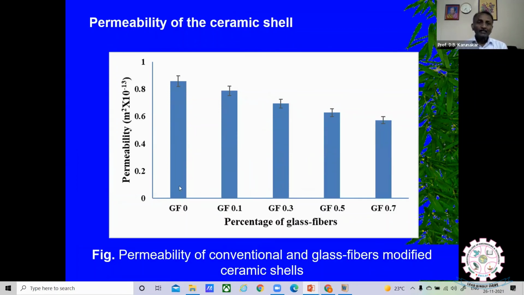Okay, you see there are totally 5 experiments. In the first experiment, glass fiber addition is 0, which means this is the conventional shell without any modification. Here we have added 0.1% glass fiber, here 0.3%, 0.5%, and 0.7%. We have evaluated the permeability. The conventional shell had the highest permeability, whereas as we keep increasing the glass fiber addition, the permeability was gradually coming down.